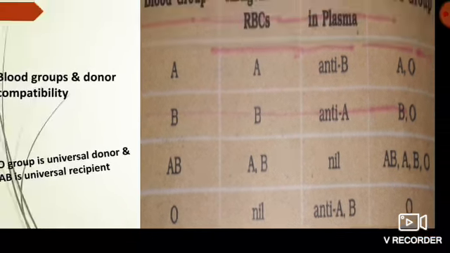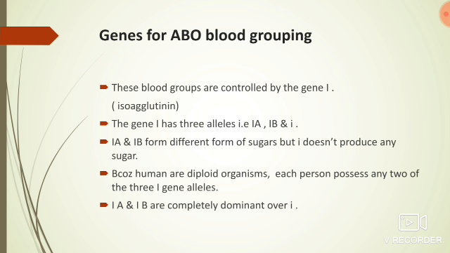Now, genes for ABO blood grouping. These blood groups are generally controlled by the gene I. I stands for isoagglutinin. The gene I has three alleles, that is IA, IB and small i. IA and IB form different forms of sugars, that is capital A and capital B, which we call antigens that are present on RBC, but small i does not produce any sugar.